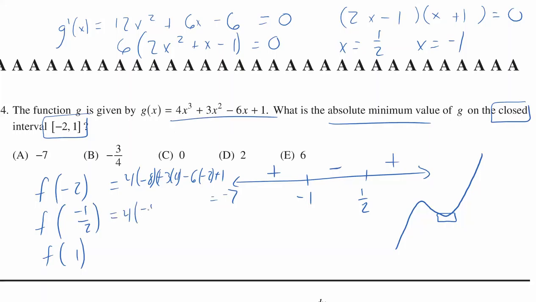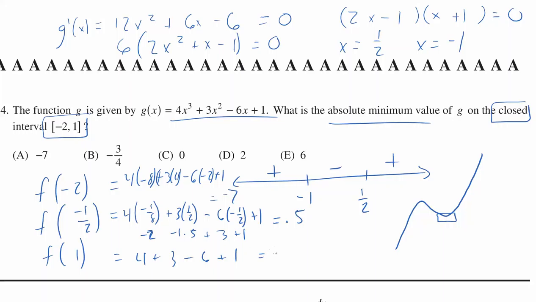Putting in 1/2, we're putting it into the function. 4 times 1/8, 3 times 1/4, 6 times 1/2 plus 1. What is that? -2 minus 1.5 plus 3 plus 1. -3.5 plus 4 is actually positive 0.5. And then if I put in 1, I get 4 plus 3 minus 6 plus 1, which would be equal to 2.